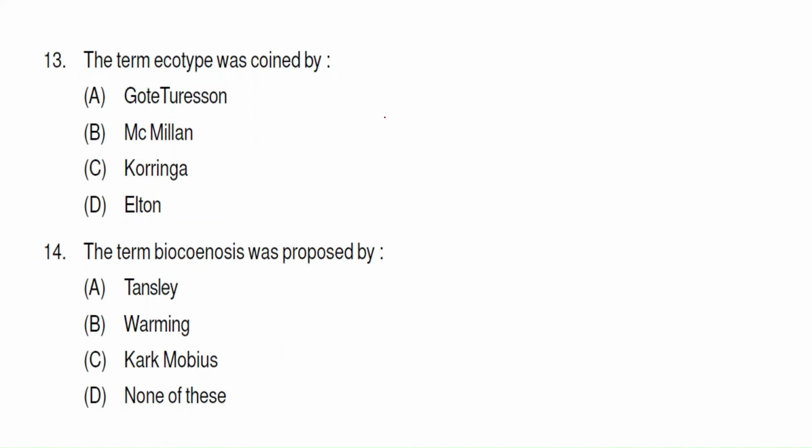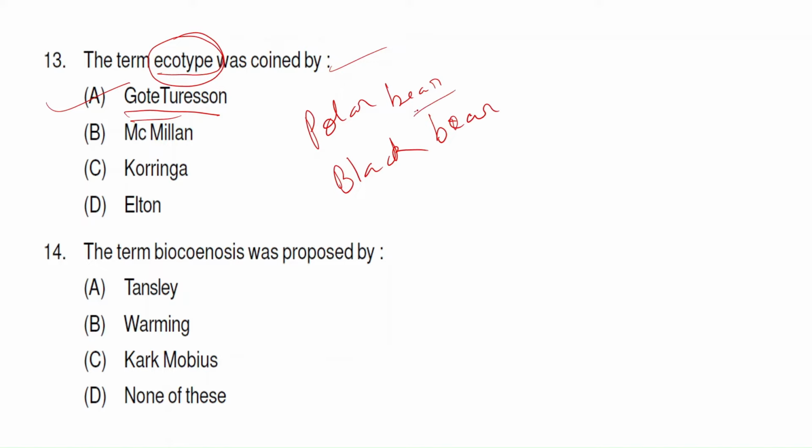The term ecotype was coined by, answer is option A. What is ecotype? You need to remember. I'm explaining it. Let's understand it with a short example of the polar bear. You must have heard about the polar bear and the normal black bear. The bear found in polar regions of Earth is white in color, right? You must have seen it on the Discovery Channel at least.